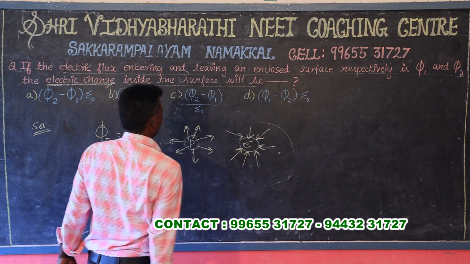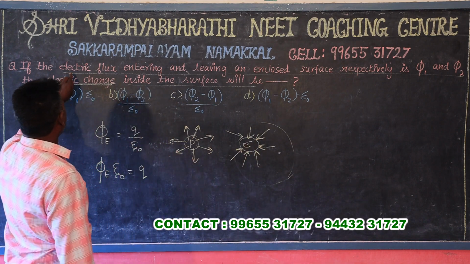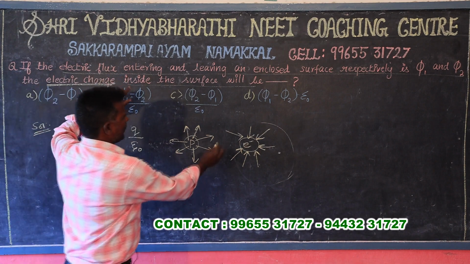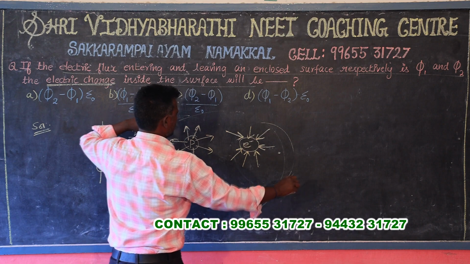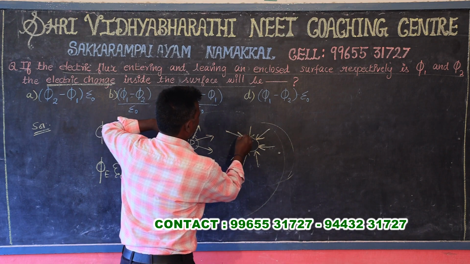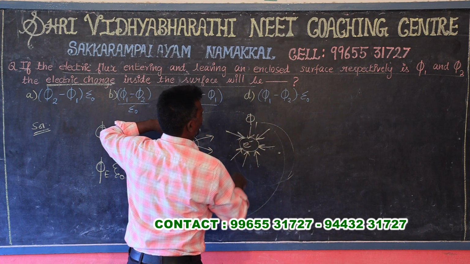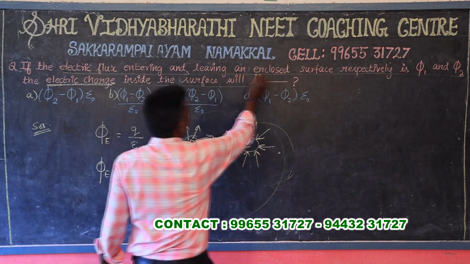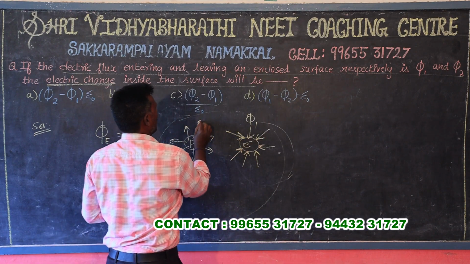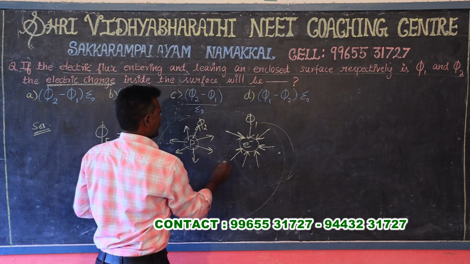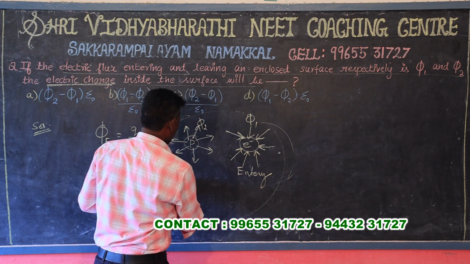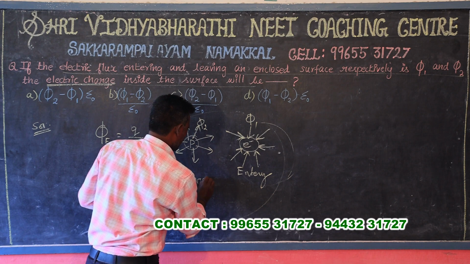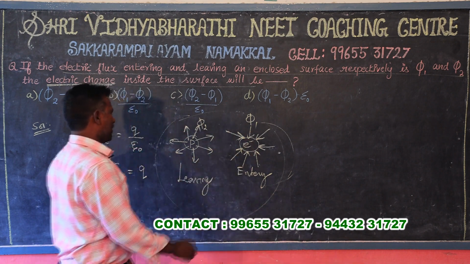This is inward. In the given data, the electric flux entering is electron based, in an enclosed surface. Electron entering, the value given is phi 1, and leaving, representing proton, the value given is phi 2. This is entering, this is leaving.